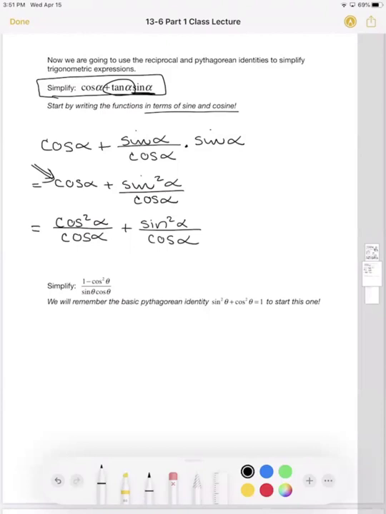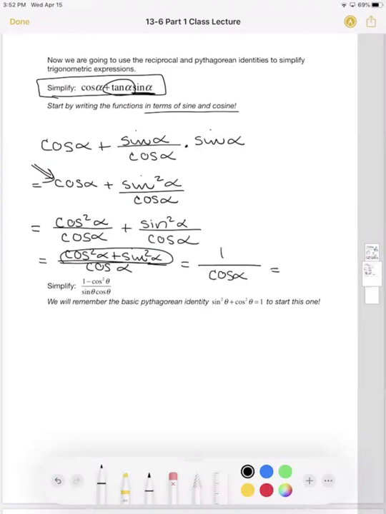So now I'm going to go ahead and combine these. Got one common denominator of cosine alpha. The numerator is cosine squared alpha plus sine squared alpha. Now, ooh, is this a trig Pythagorean theorem identity? You betcha. It's equal to 1 over the cosine of alpha.